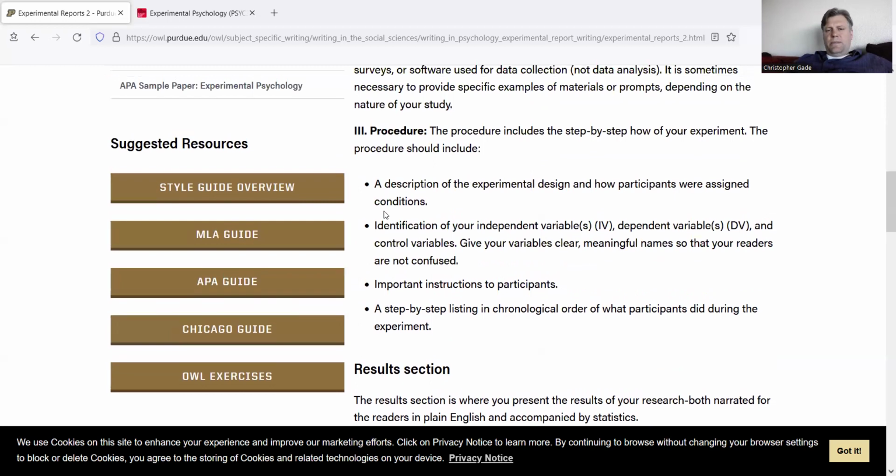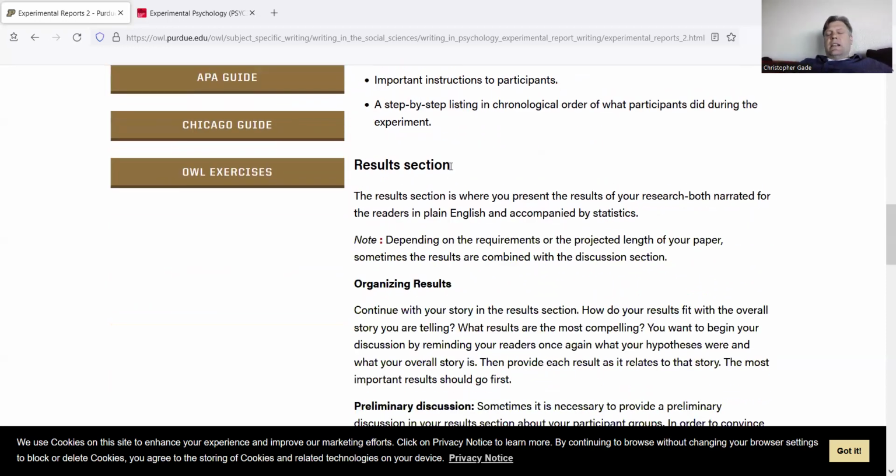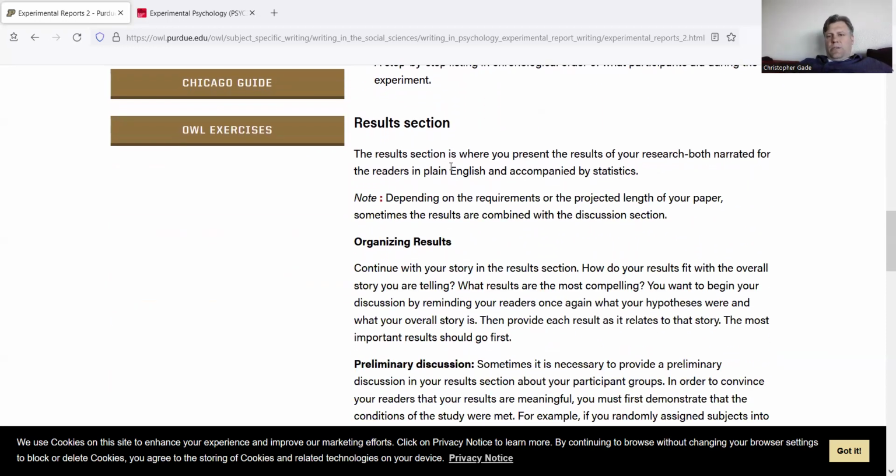Just like with this procedure section, we want to be able to replicate a study and understand exactly what somebody's going to do by having them lay out all the details of their work in APA formatting. So expectations also there in the results section.